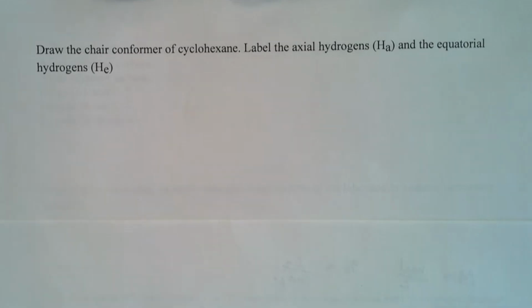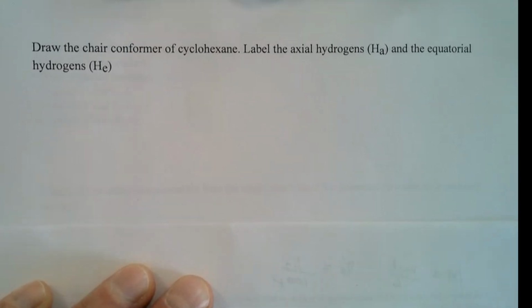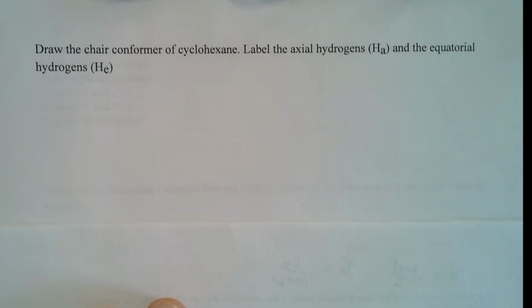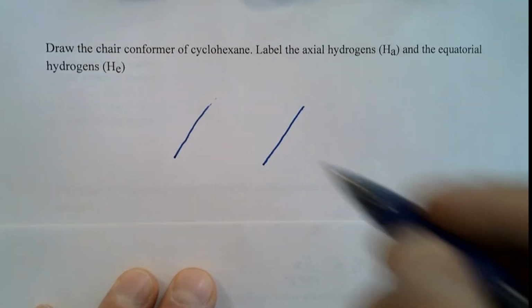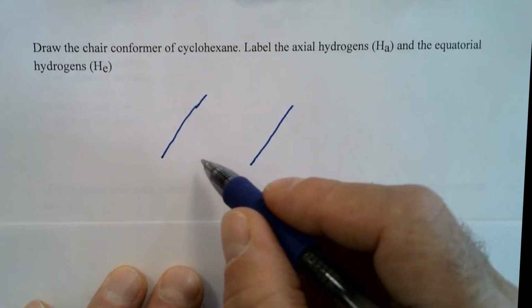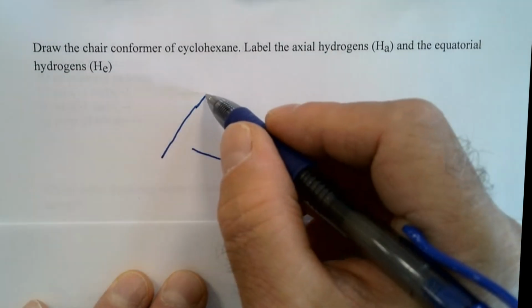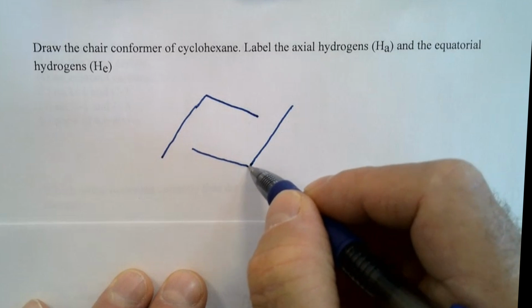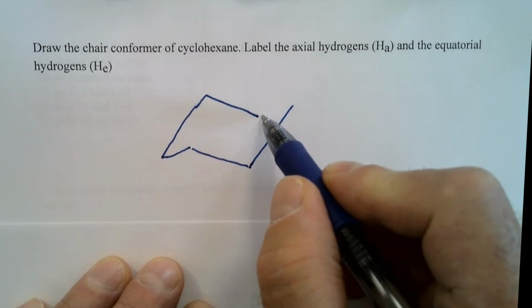A question like this typically shows up, but more important, we have to identify various things on a cyclohexane ring. So it says draw the chair conformer. Things have different conformations due to sigma bond rotation. So I'm going to draw two slanting parallel lines like that. And then I'm going to draw some longer lines that are also parallel, like so. Then I have these shorter lines where I connect things up like that.